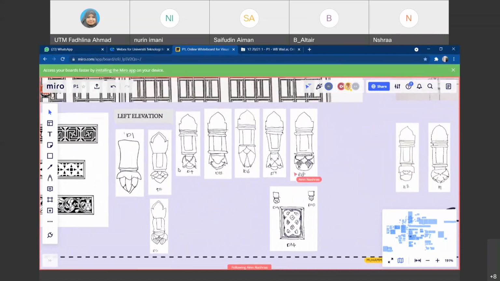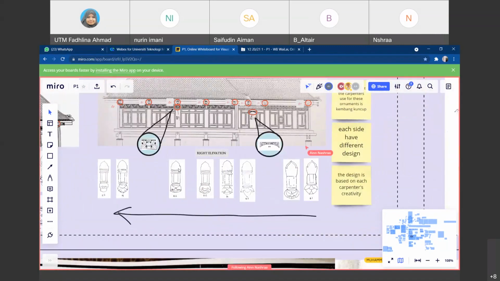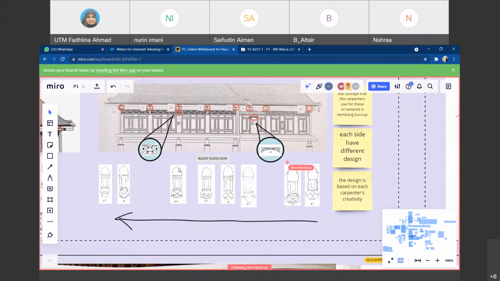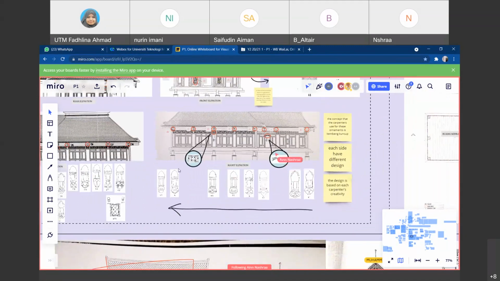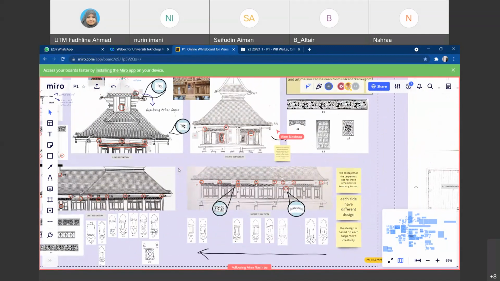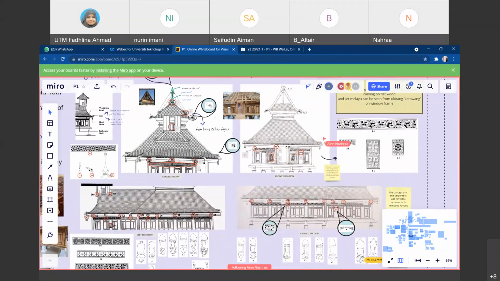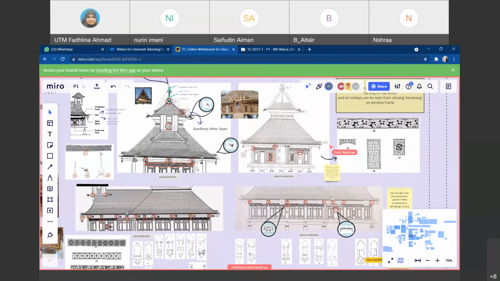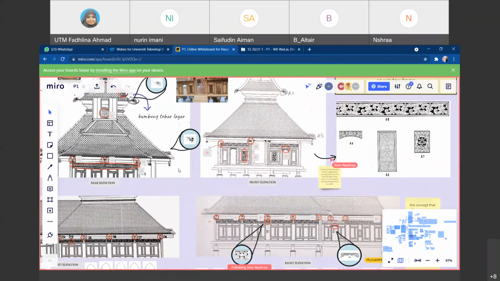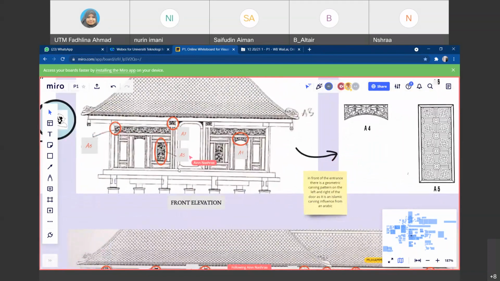And then each side has a different design like I said before. The design is based on each carpenter's creativity. That's why it is different, but the main concept is kembang kuncup. They will also use geometric carving as influenced by the Arabic, especially in front of the main entrance.